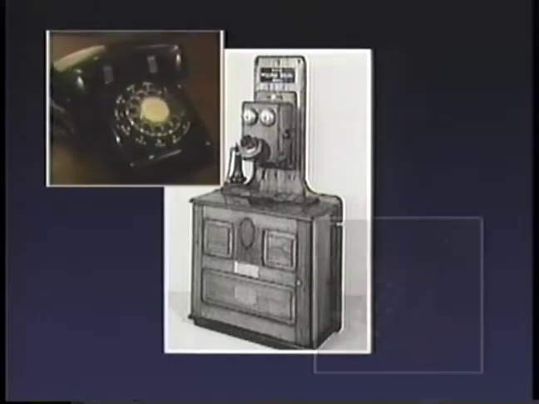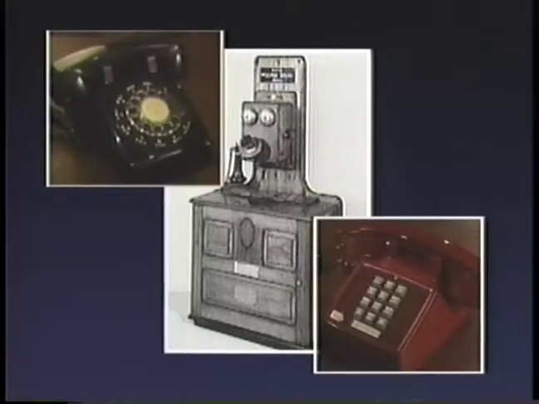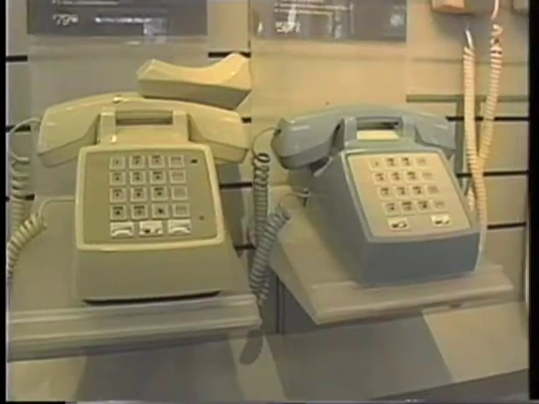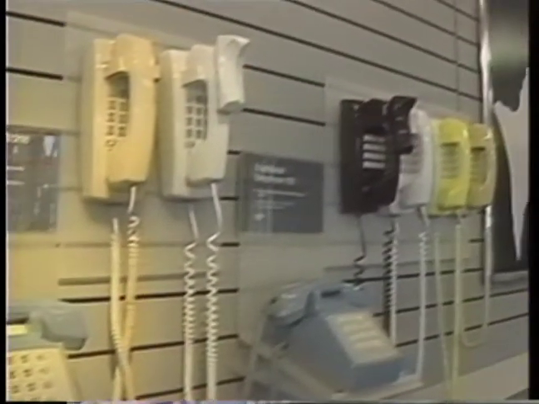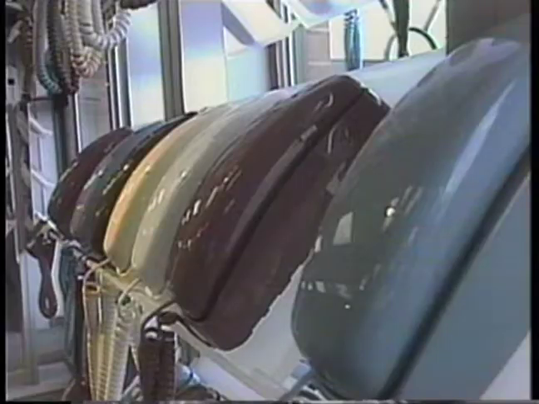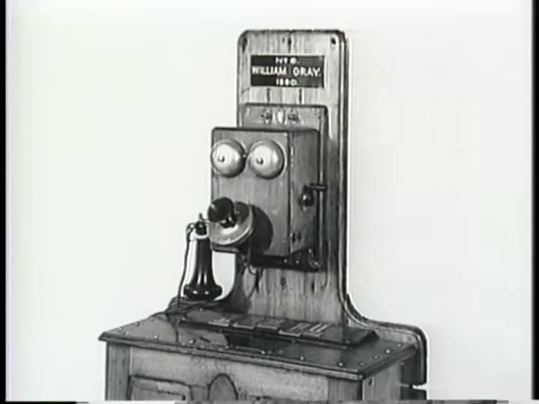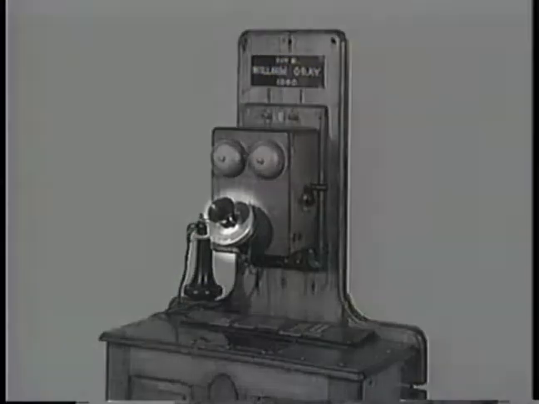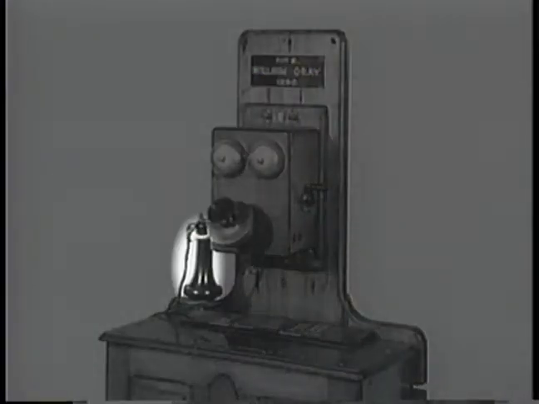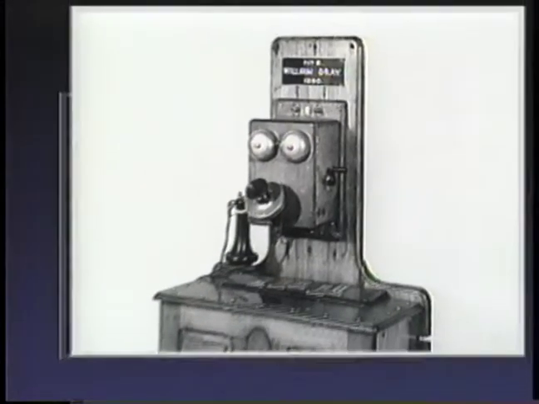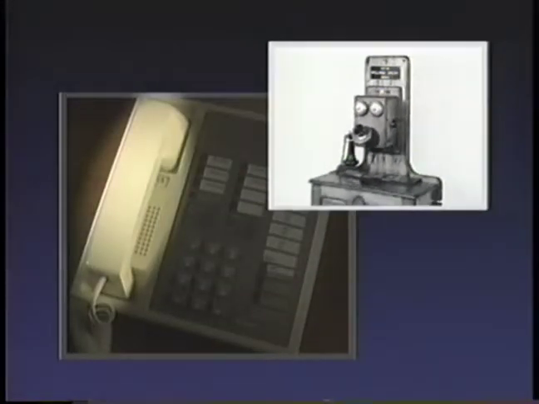In some ways, they are similar, and in other ways, they are very different. Through the years, telephones came in many sizes, shapes, and colors, but they all contain the same basic components. This is one of the earliest telephone sets. With this type of phone, the transmitter and receiver are on separate parts of the phone. In modern phones, both the transmitter and receiver are in the handset.